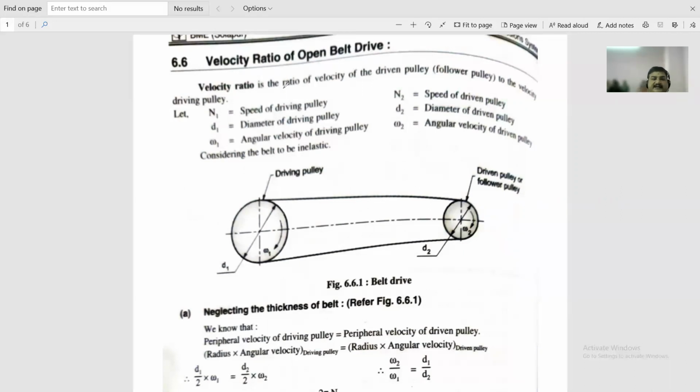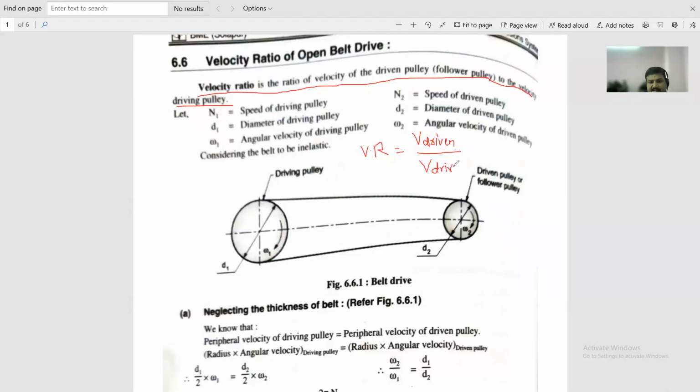So the velocity ratio is the ratio of velocity of the driven pulley to the velocity of driving pulley. Means velocity ratio is nothing but velocity of driven pulley divided by velocity of the driving pulley, that is driver.